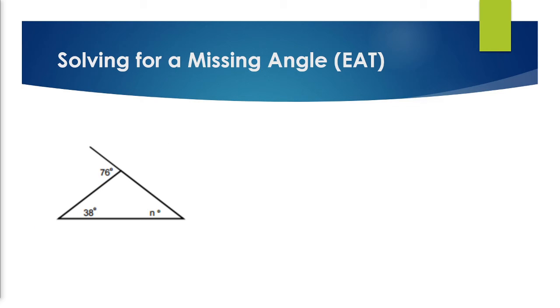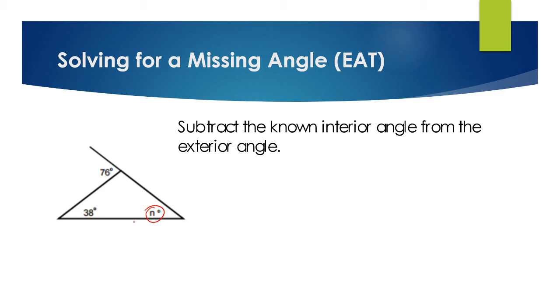The other application of the exterior angle theorem would require you to find one of the interior angles. If that's the case, because you know that the two interior angles add up to the opposite exterior angle, what you would have to do to find the unknown interior angle is subtract the known interior angle from the exterior angle. So think, n plus 38 is equal to 76. Therefore, 76 subtract 38 will be equal to n. And we can write n is equal to 76 minus 38. n is equal to 38 degrees.